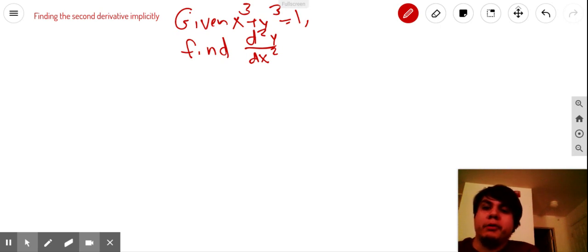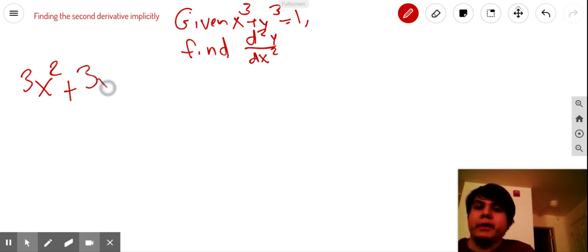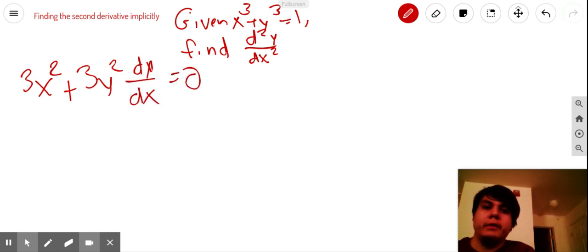So, using the power rule, we know that we're going to get 3x squared plus 3y squared dy dx, which will equal 0 because the derivative of a constant is 0. And the derivative of y with respect to x is whatever you would normally do, but you have to stick the dy dx.